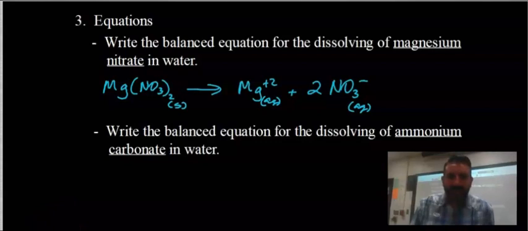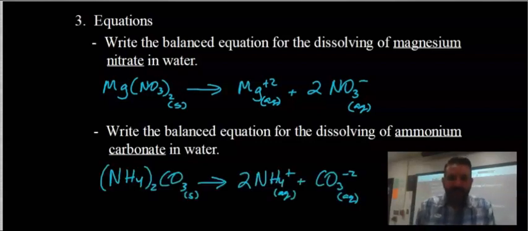Go ahead and try this one out next. Write the balanced equation for the dissolving of ammonium carbonate in water. Again, make sure it is soluble before you write the equation. Make sure the equation is balanced. Make sure you conserve the matter. Go ahead and pause the video and work on that.